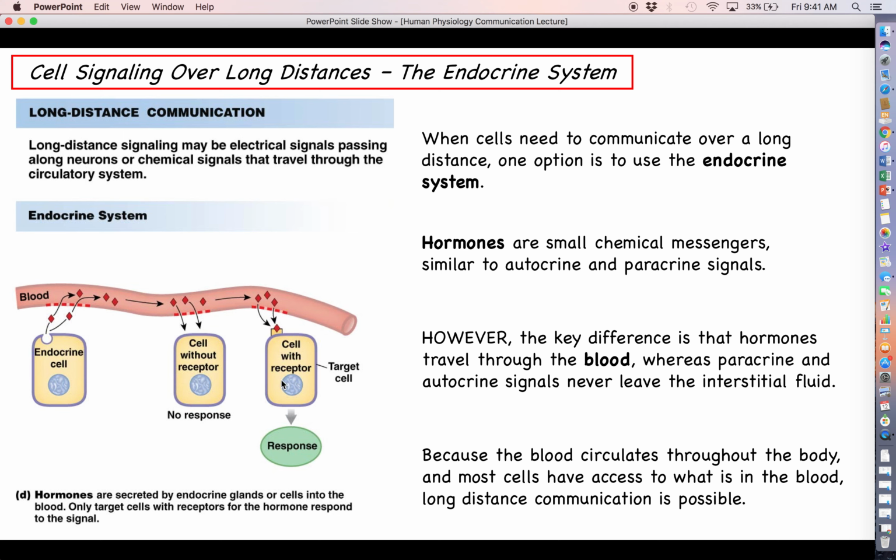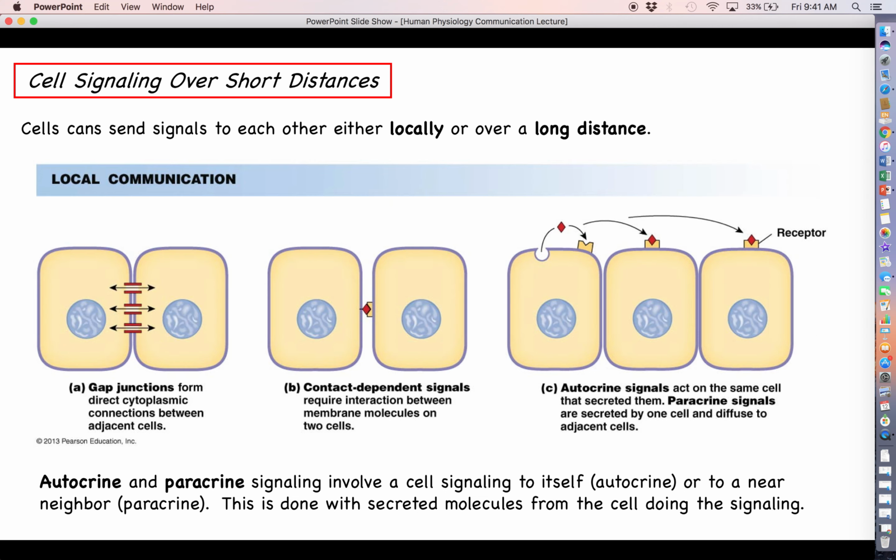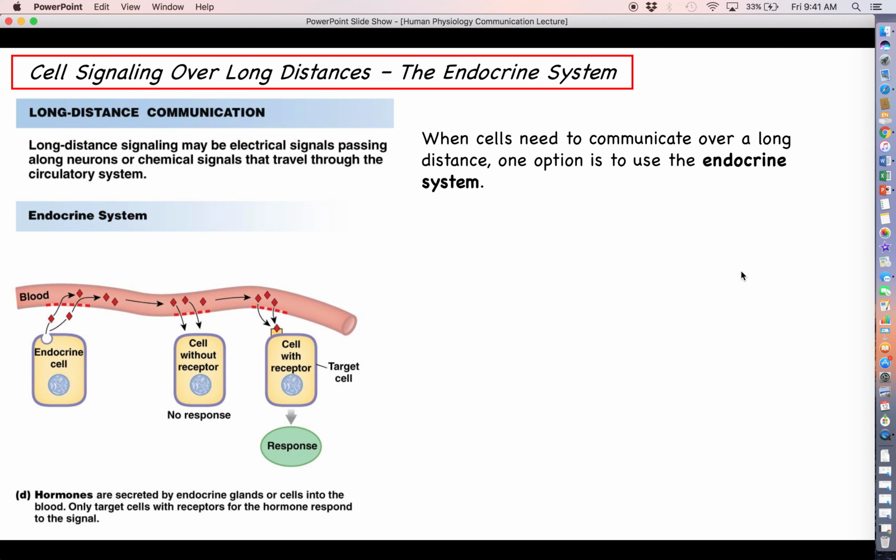Now take a look at these two cells in the middle and on the far right. You see a cell that is labeled cell without receptor and a cell that is labeled cell with receptor. Now if we back up to paracrine and autocrine signaling, you will see that part of what makes the signaling possible is that the messenger molecule has to be able to bind to a receptor. Now, the receptor is what makes this all work.